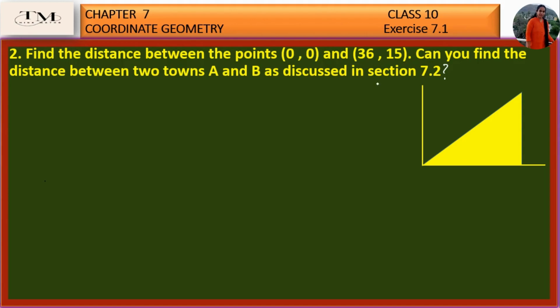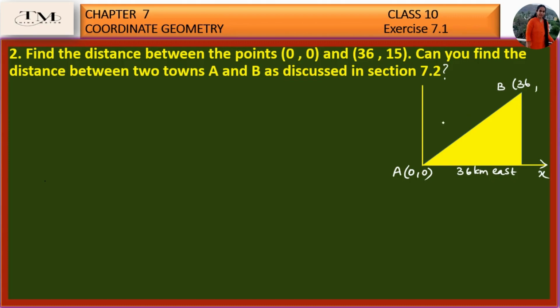So what is the second question? It is about section 7.2. In section 7.2, there is a town A at the origin. There is another town B. This B is 36 kilometers east. 36 kilometers east means it moves towards the positive x-axis, so the x coordinate is 36 for B.